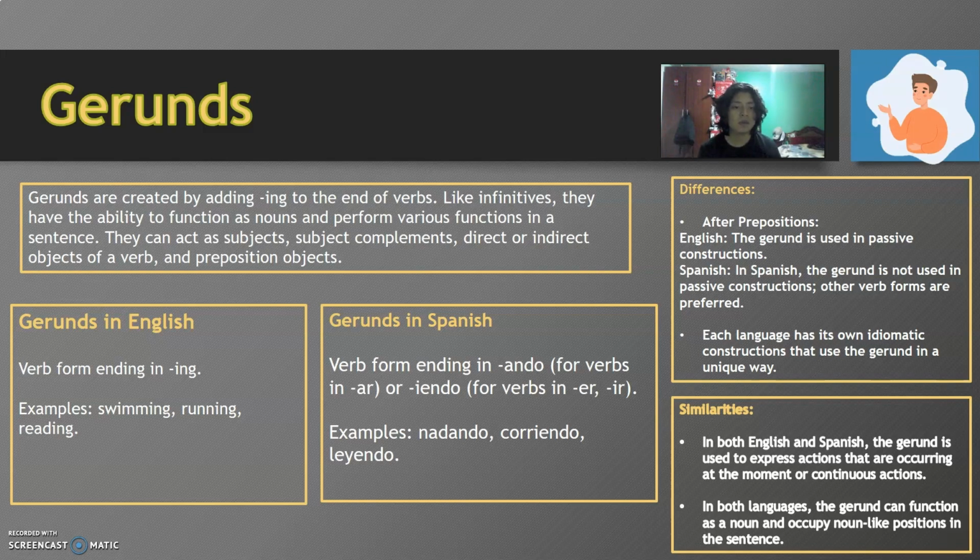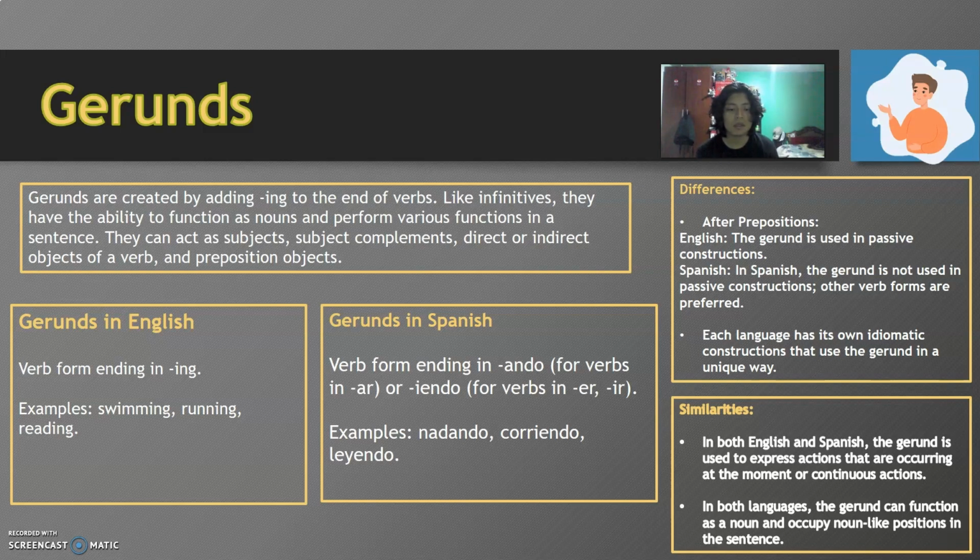And the difference is after prepositions. For example, in English, the gerund is used in passive constructions, but in Spanish, the gerund is not used in passive constructions, and other verb forms are preferred. And each language has its own idiomatic constructions that use the gerund in a unique way.